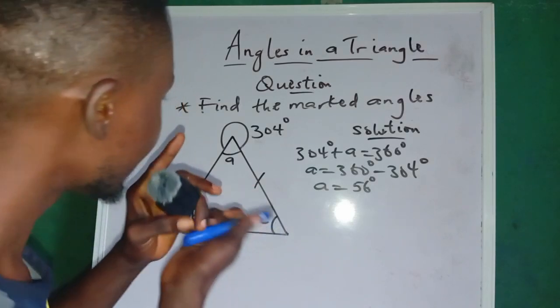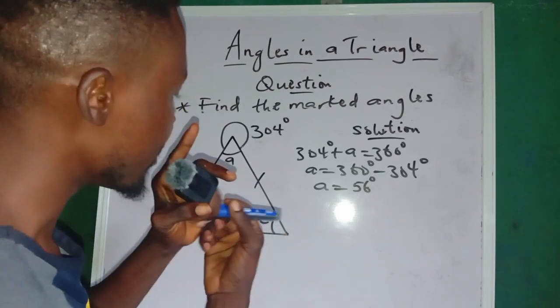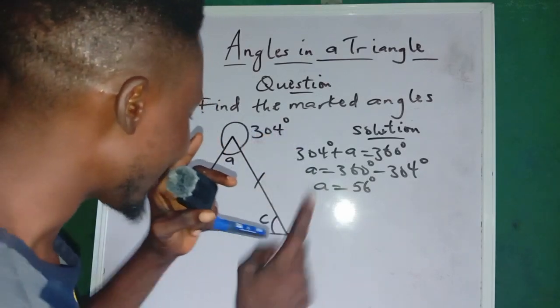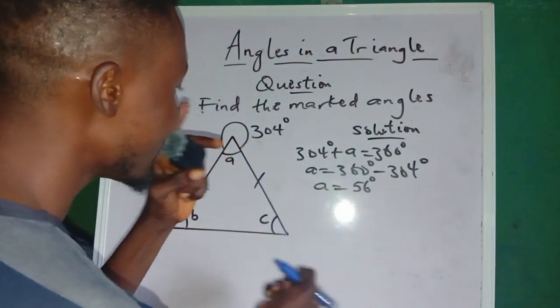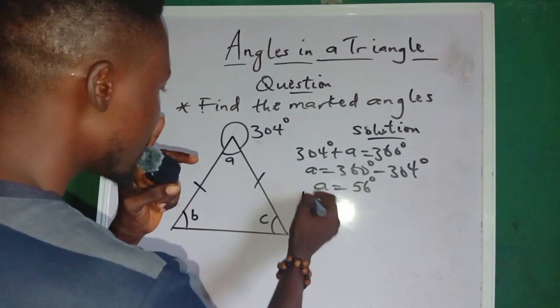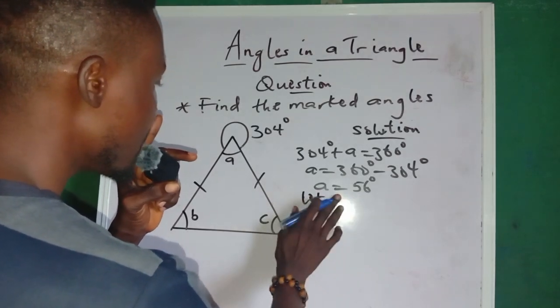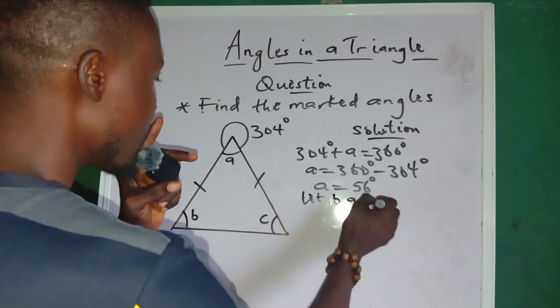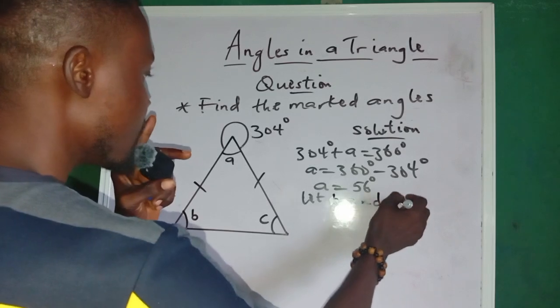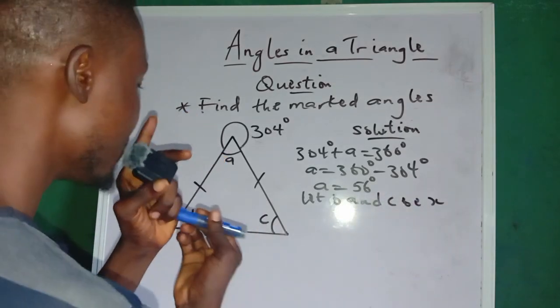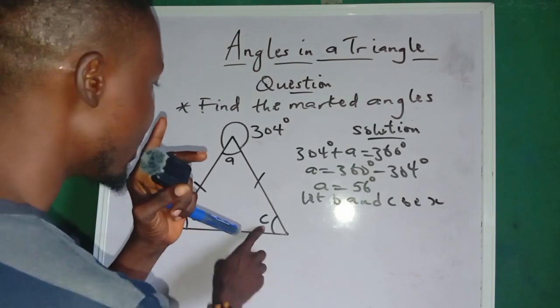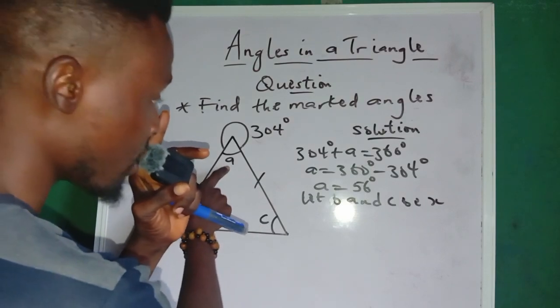After that, remember our A is 56 degrees. So let's use a letter to replace both B and C, for them to be equal. Let B and C be X. Now if B and C are X, that means this one will be X, this one will be X, and this one will be 56. This one is already 56.